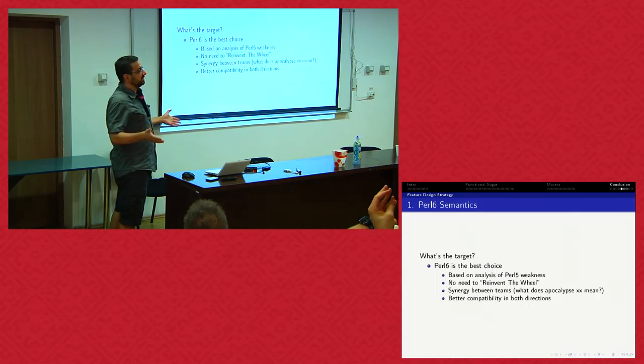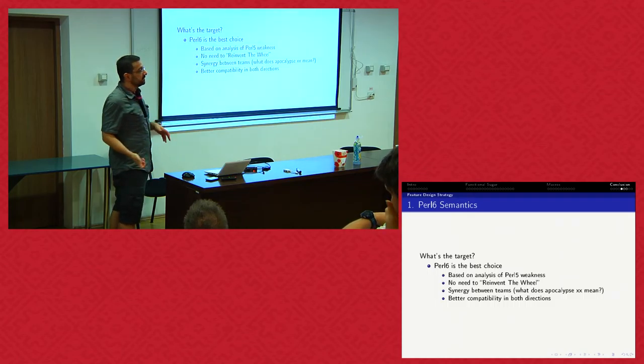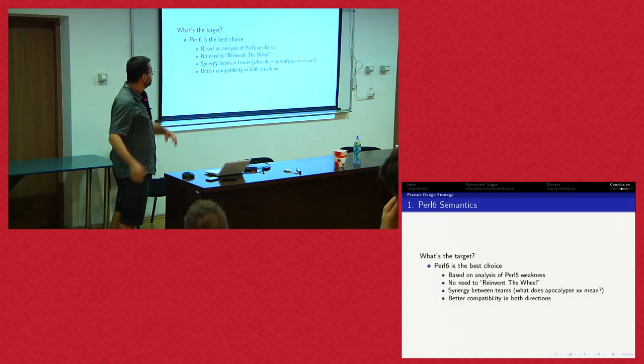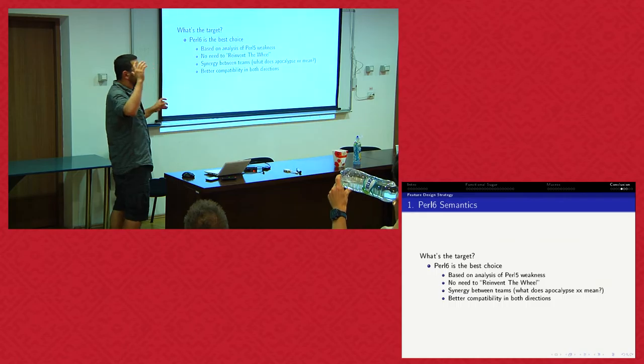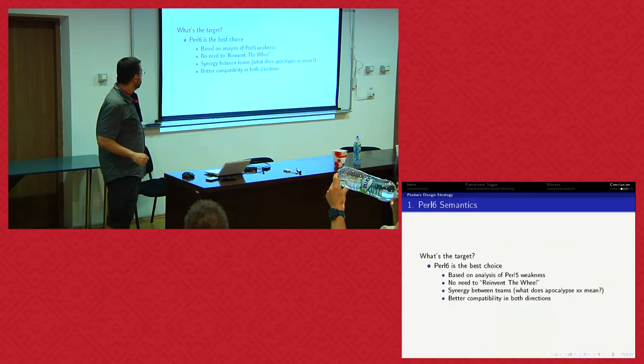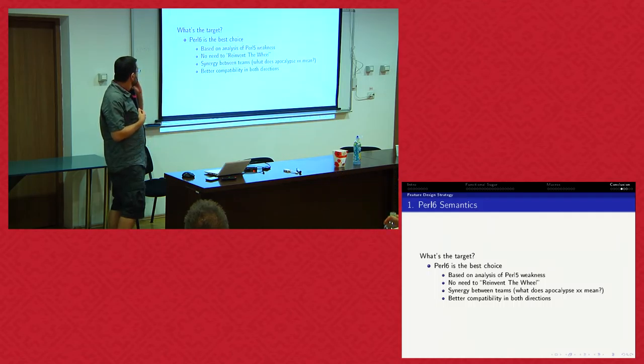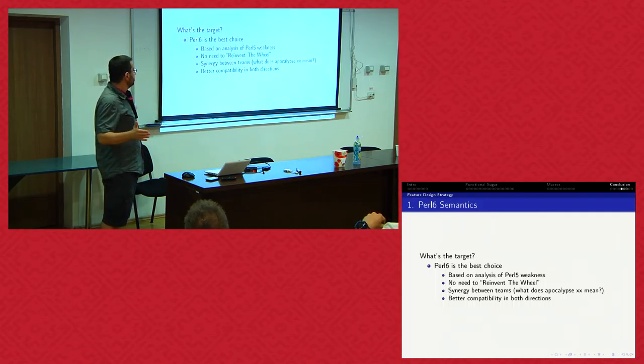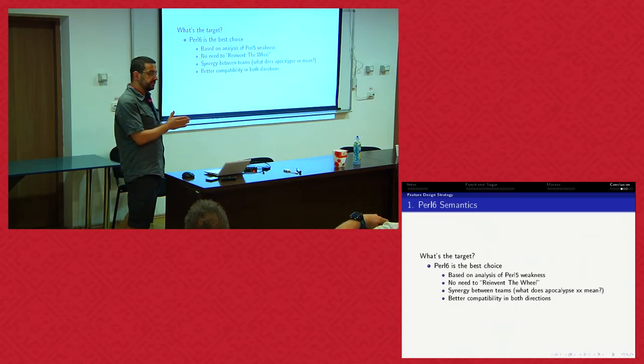So the people who are re-implementing things for Perl 5 maybe can ask the people from Perl 6 what the apocalypse XX means. I don't know what it means. I'm not so religious, I don't understand apocalypses anyway. And we have a better compatibility in both directions, so both communities can talk much better and use the synergy.